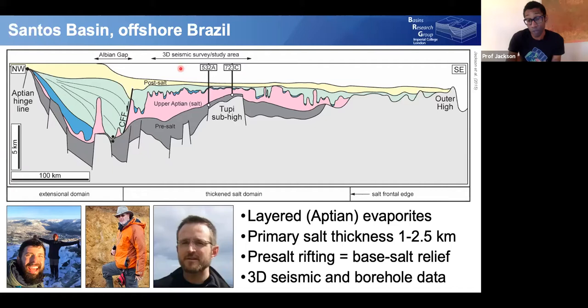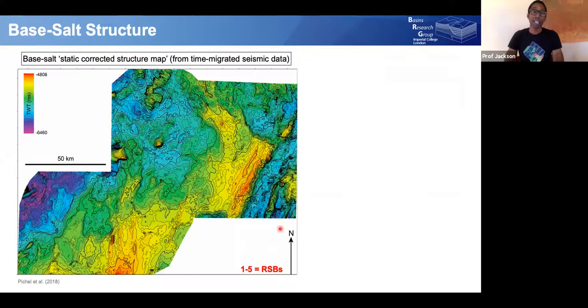We have base salt relief as shown here due to an earlier rift event, and then we have this 3D seismic and borehole data. So this is our base salt structure map in here. Red is shallow and blue is deep, sorry for the color bar. And this is based on time migrated data, but we did a crude depth conversion to actually correct this, to check that we were actually seeing base salt highs. And you can see these base salt highs in here.